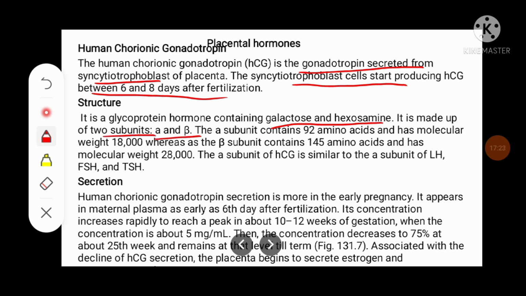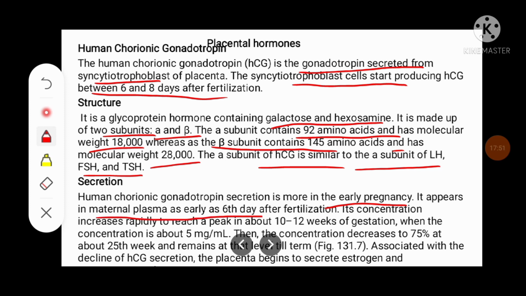The alpha subunit contains 92 amino acids and has a molecular weight of 18,000, whereas the beta subunit contains 145 amino acids and has a molecular weight of 28,000. The alpha subunit of HCG is similar to that of the alpha subunit of LH, FSH and TSH. HCG secretion is more in early pregnancy. It appears in the maternal plasma as early as the 6th day after fertilization.